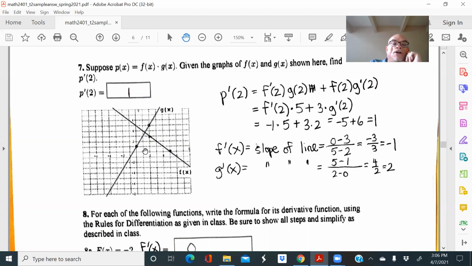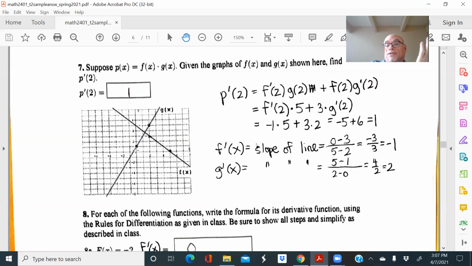And f of 2 is also easy to calculate. There's 2, and there's the graph of f. So that looks like it's what, 3? Right, okay, so just look at the graph and you can find that f of 2 is going to be 3, and then we have to multiply that by g prime of 2. Now the question is, what is f prime of 2 and what is g prime of 2? How can I find that just from looking at the graphs of f and g?